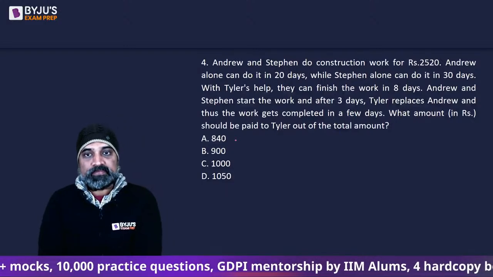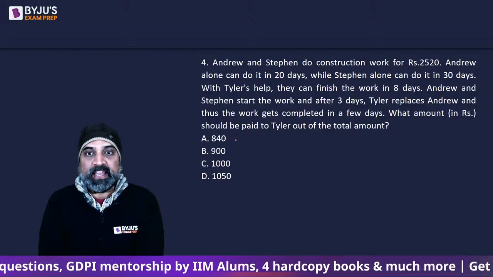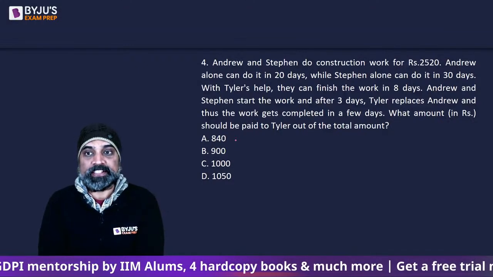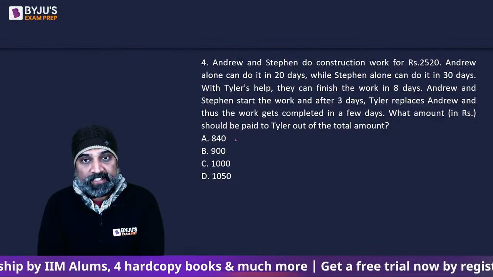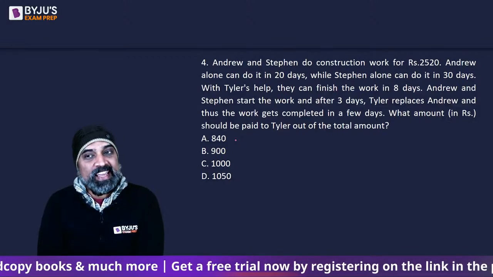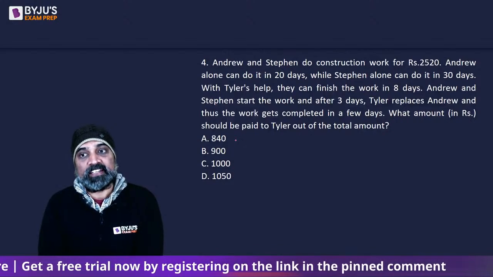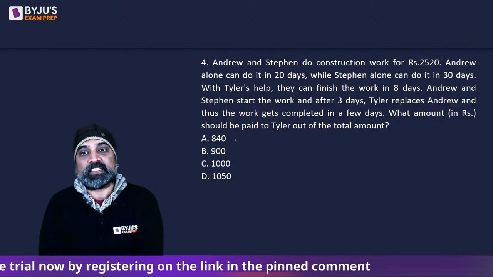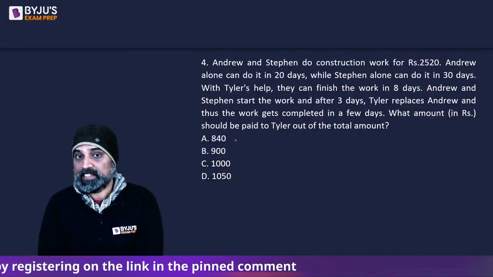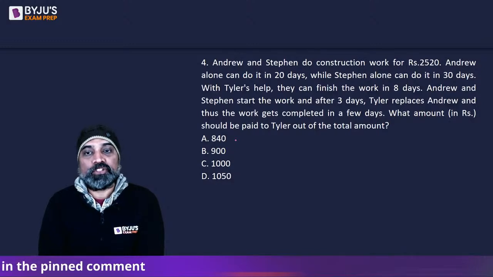Next one, Andrew and Stephen do construction work for ₹2520. Andrew alone can do it in 20 days, while Stephen alone can do it in 30 days. With Tyler's help, they can finish the work in 8 days. Andrew and Stephen start the work, and after 3 days, Tyler replaces Andrew, and thus the work gets completed in a few days. They have not mentioned in how many days. What amount should be paid to Tyler out of the total amount?